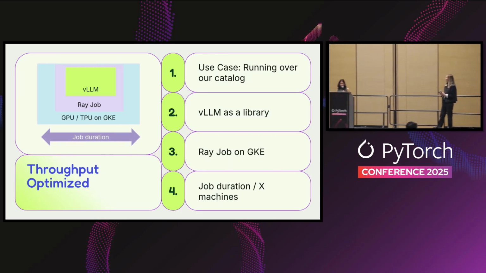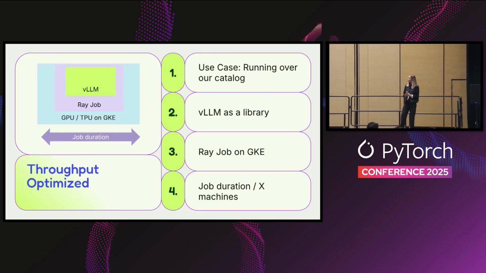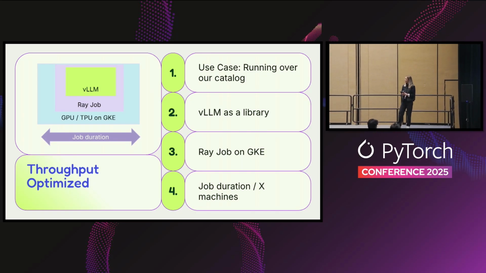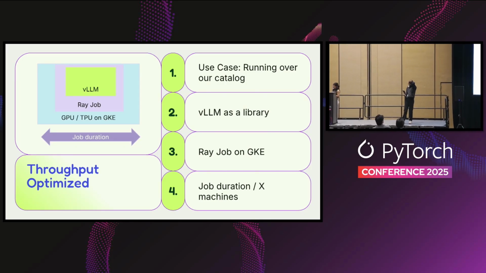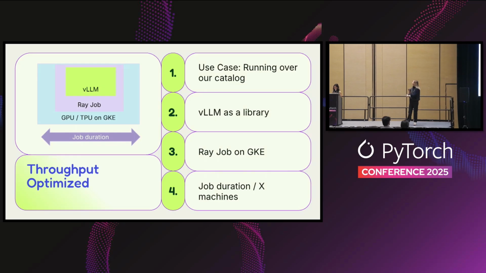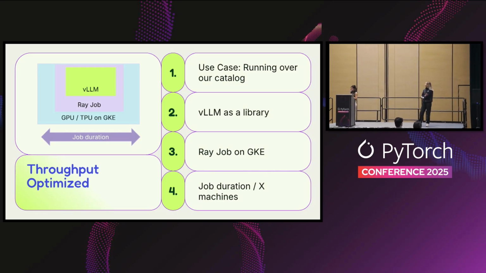So we had two benchmarking setups, batch and real time. And for the batch benchmarking setup, we optimized for throughput workloads. And this includes using Ray to orchestrate work distribution and using vLLM as a library to perform optimized inference. And we track the outcome of job duration, which allows us to then calculate the average throughput as well as cost per million tokens.